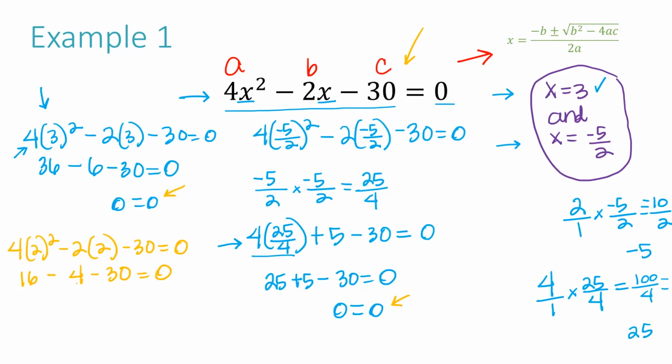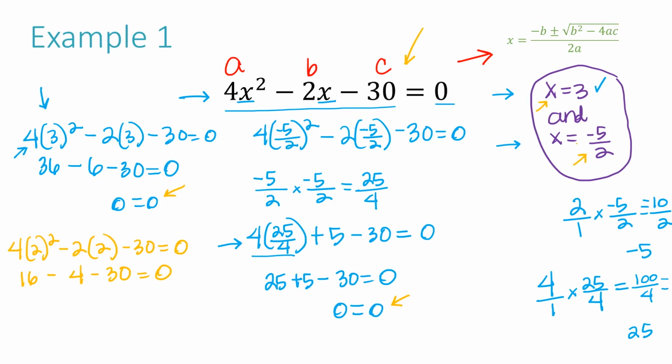16 minus 4 is 12. 12 minus 30 is not 0. So I can see that that does not give me the correct answer. So even though I've already said it, I'm going to say it again. The only two answers that x could be that will make this problem work out to be balanced, meaning everything on the left turns into 0, which is going to keep our equation equivalent since what's on the right is 0, are the answers x equals 3 and x equals negative 5 over 2.